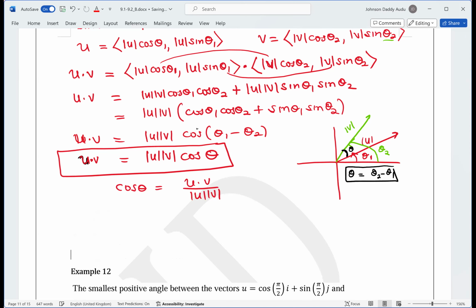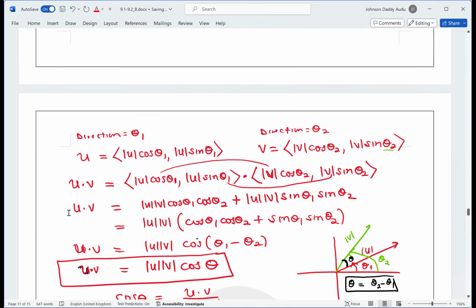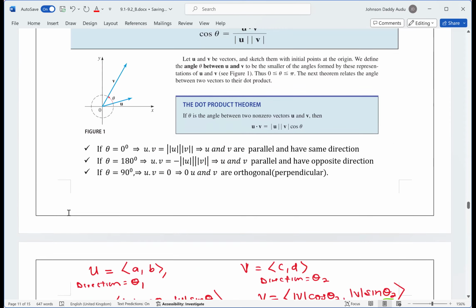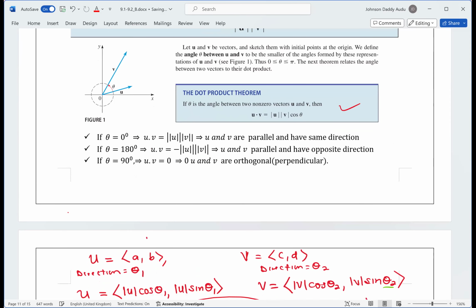Okay, so let's go back to the formula here. Now we've just proved this formula. So this is a proof of this formula. Let me write it here, proof. But one thing we can see from here is that what? If theta equals 0, it means if the angle between u and v is equal to 0, our formula would just become that what? U dot v is just going to be the magnitude of u times the magnitude of v, because cosine 0 is going to be 1, right? So what does that mean? It means that the two vectors u and v are parallel and they have the same direction.